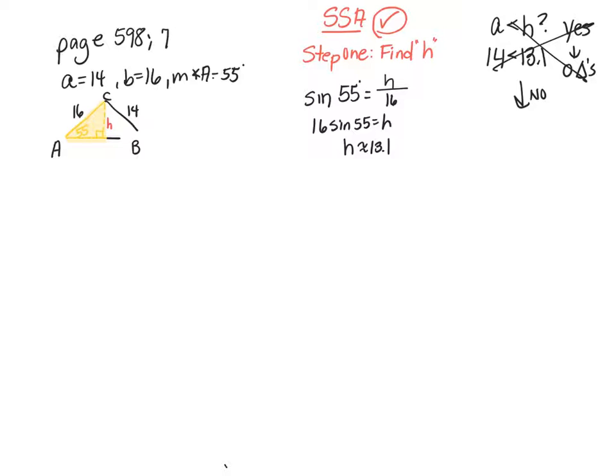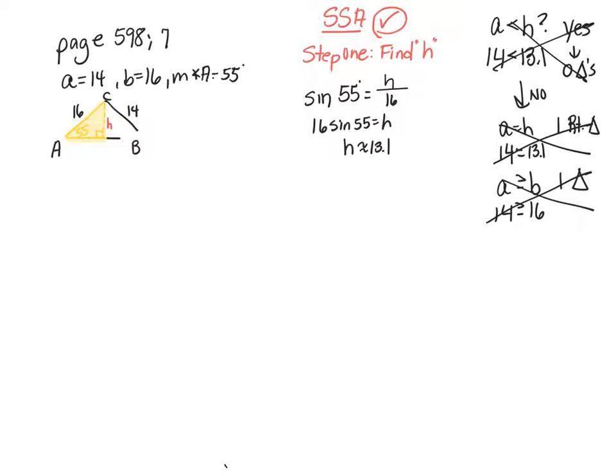Now we have 2 scenarios to look at. Let's see, does A equal H? Because if it does, we have 1 right triangle. Well, does 14 equal 13.1? No. So we don't have a right triangle. Let's compare A and B. If A is greater than or equal to B, we have one triangle. A is 14. Is it greater than or equal to 16? Nope. So now let's look at our last option.